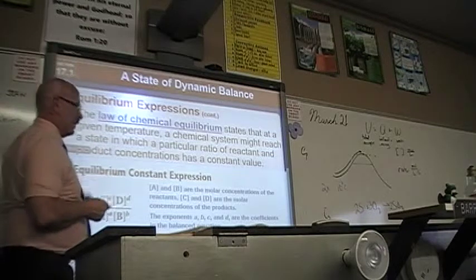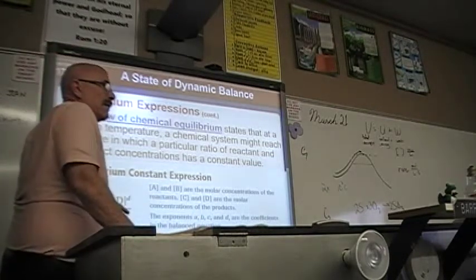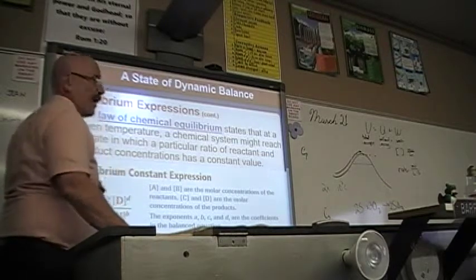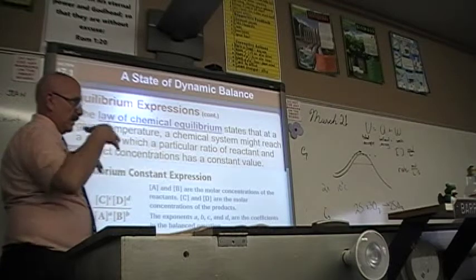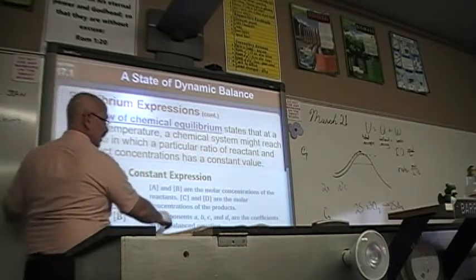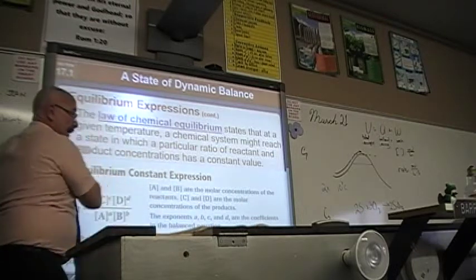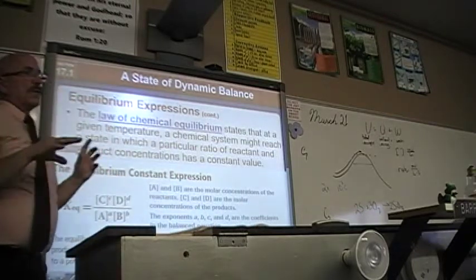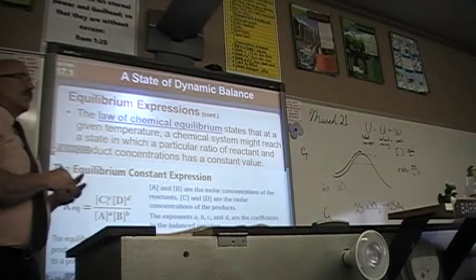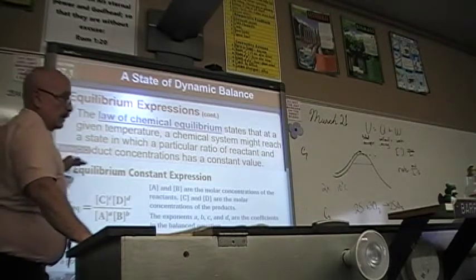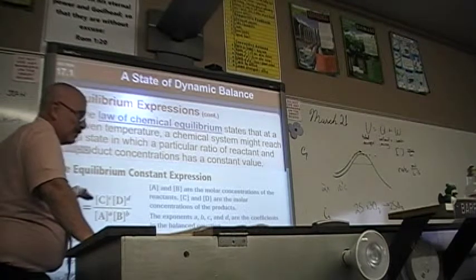Now you see how this looks a lot like the rate equation we talked about half an hour ago? The rate equation does not depend on coefficients, and this one does. And that's why people get these two really confused. See, the exponents a, b, c, and d are the coefficients. In a rate equation, they have nothing to do with coefficients. In a rate equation, you have to determine them experimentally. In an equilibrium expression, they do depend on coefficients.